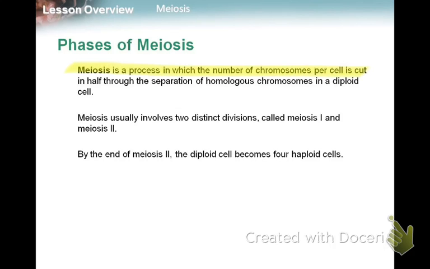Meiosis is the process by which the number of chromosomes changes from diploid to haploid. The way this is done is the separation of homologous chromosomes in a diploid cell. There are 2 divisions in meiosis called meiosis 1 and meiosis 2. By the end of meiosis 2, the product is 4 haploid cells.